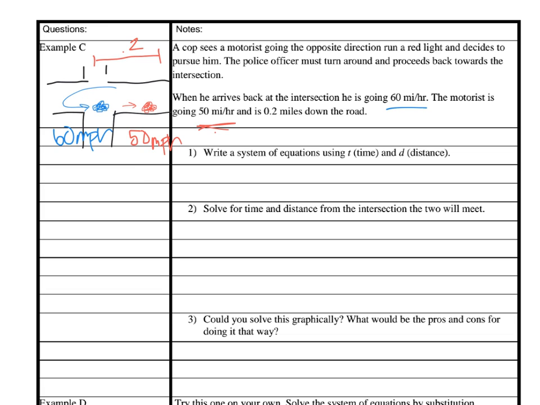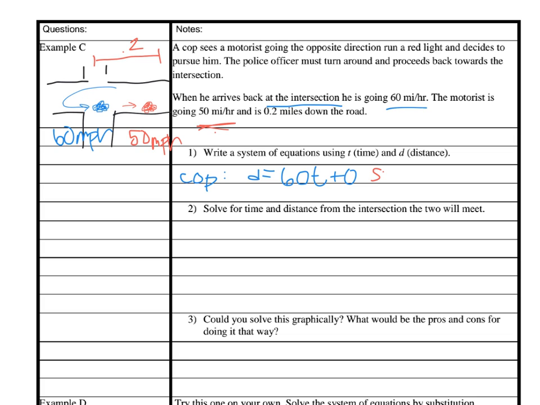So for the cop, our equation is the distance is equal to the speed that he's going, which is 60 miles an hour, for however long he's driving, time, plus his starting value. Now, our starting value is actually the intersection, and the cop, when he's going 60 miles an hour, is at the intersection, so plus 0.